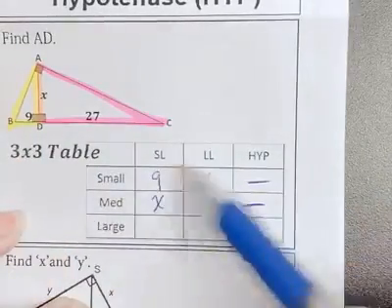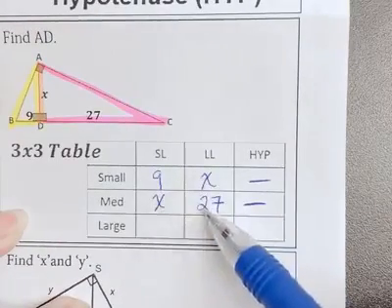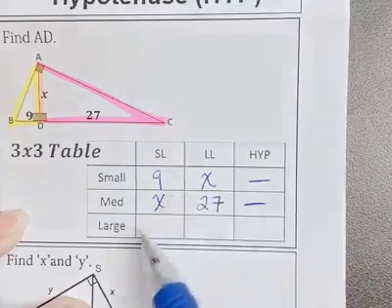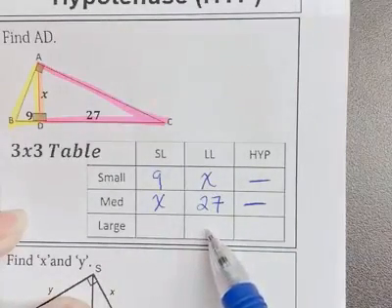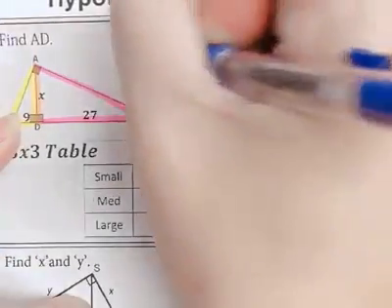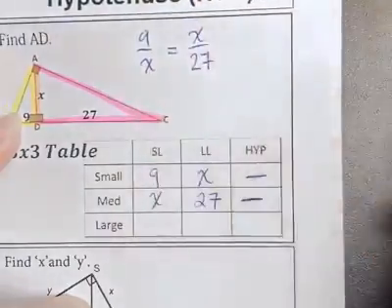Now, so far, if you look at this information, you already have the proportion to solve for X. So you don't really need to move on to the large triangle in order to find your proportion. Your proportion becomes 9 over X equals X over 27. And then you move on and solve this.